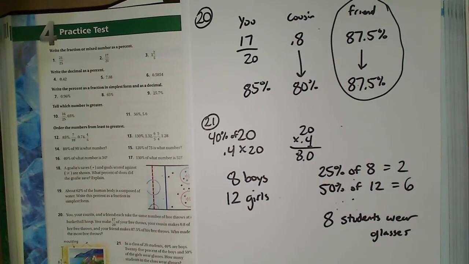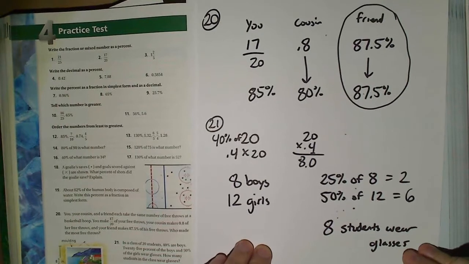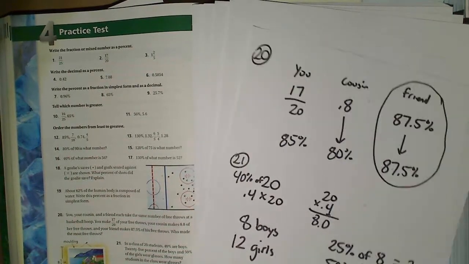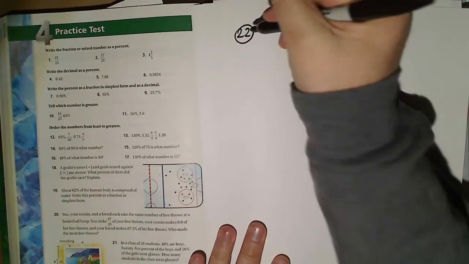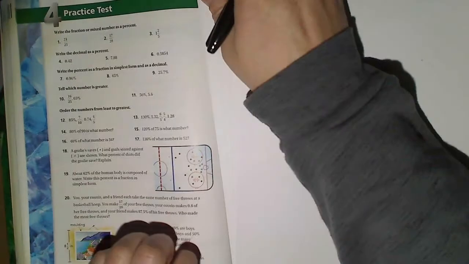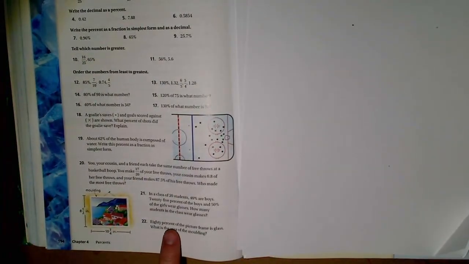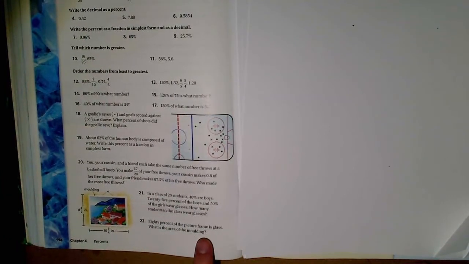For number 21. Let's move on and take a look at the last question. Oh, final question. So sad. It's number 22. If I can get my new page out. There it is. Number 22. Another visual aid for us here. I'll try to move my book up as far as I can. There it is. It says 80% of the picture frame is glass. What is the area of the molding?